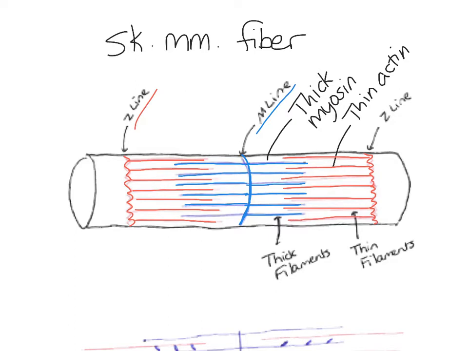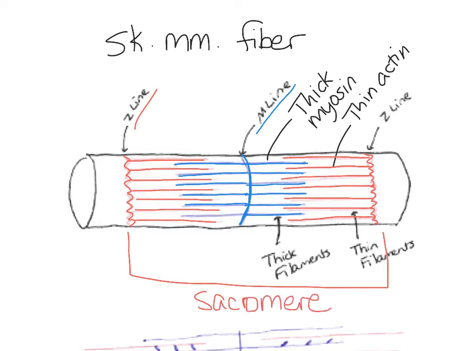This entire thing from Z line to Z line we call a sarcomere. A sarcomere. It's the functional unit of that muscle fiber. It's the one that's going to shorten and help to cause that entire muscle to shorten.